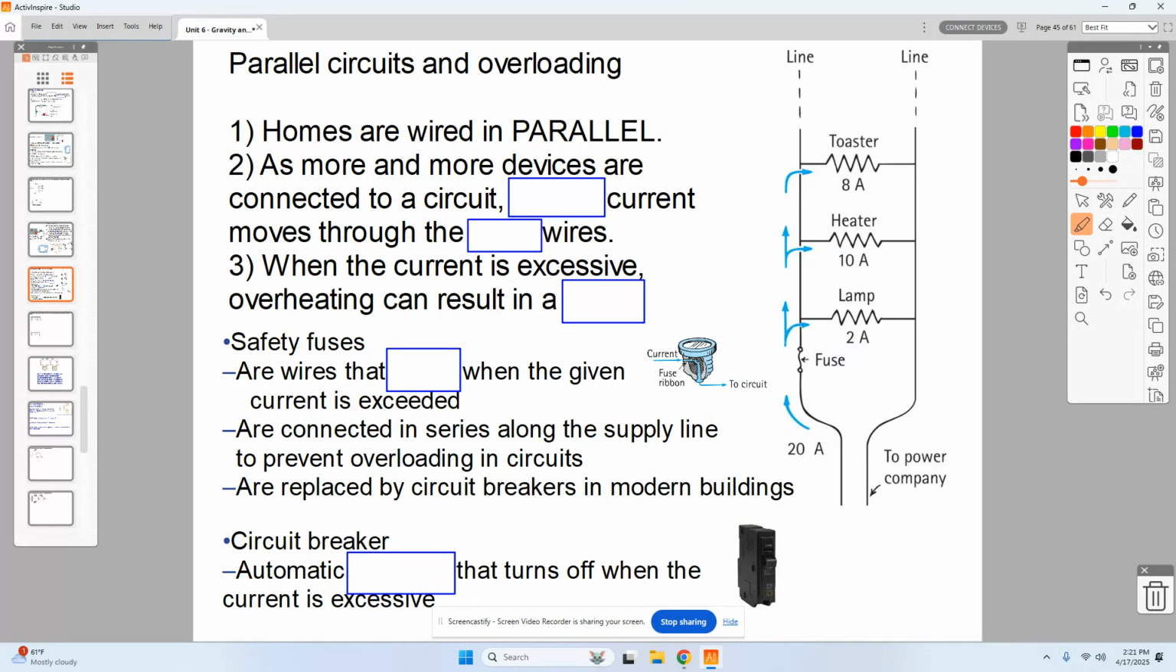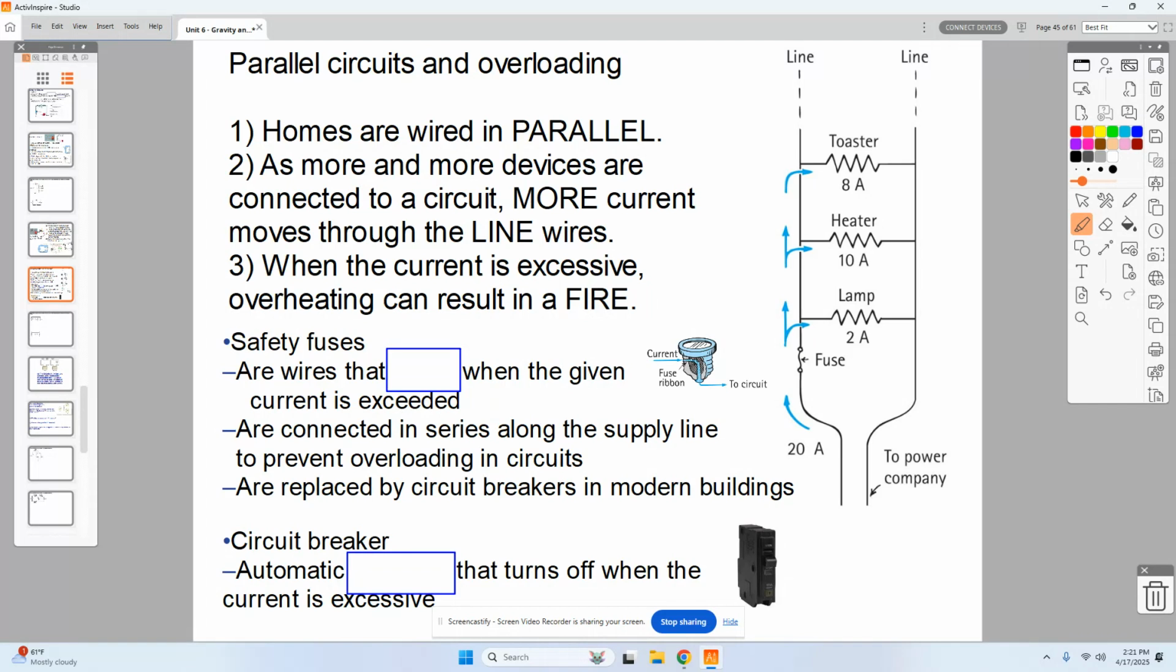These things can work independently of each other. As more and more devices are connected to a circuit, there's more current in what are called the line wires. So I'm going to take a moment and make sure you understand why we have circuit breakers and why we don't want to plug in lots of things into a single outlet. Excessive current overheating can result in a fire.